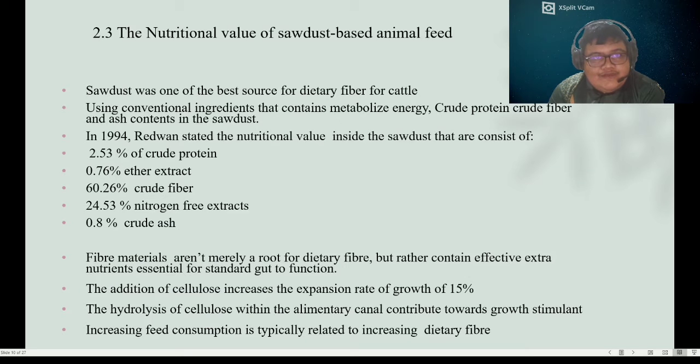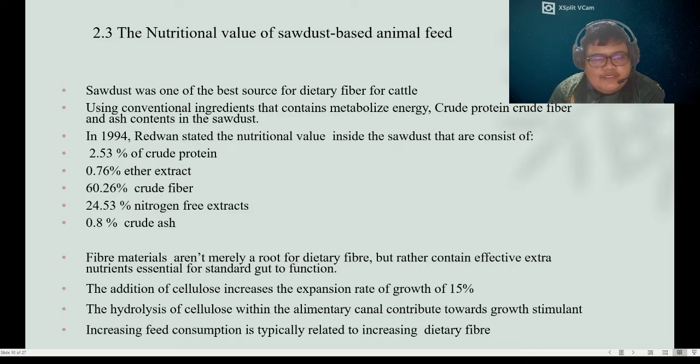The nutritional value of sawdust based on animal feed. Sawdust is one of the best sources of dietary fiber for cattle. Using the conventional ingredients, it contains metabolic energy, crude protein, crude fiber, and ash content. In 1994, Ridwan stated that the nutritional value inside the sawdust consists of 2.53% of crude protein, 0.76% of ether extract, 60.26% of crude fiber, 24.53% of nitrogen-free extract, 0.8% of crude ash.